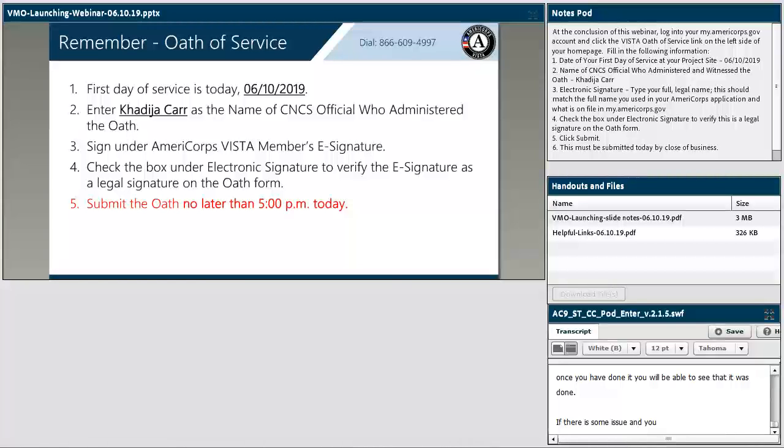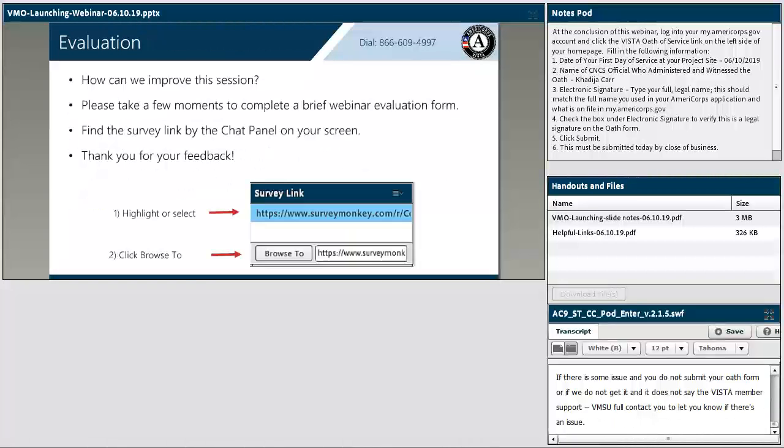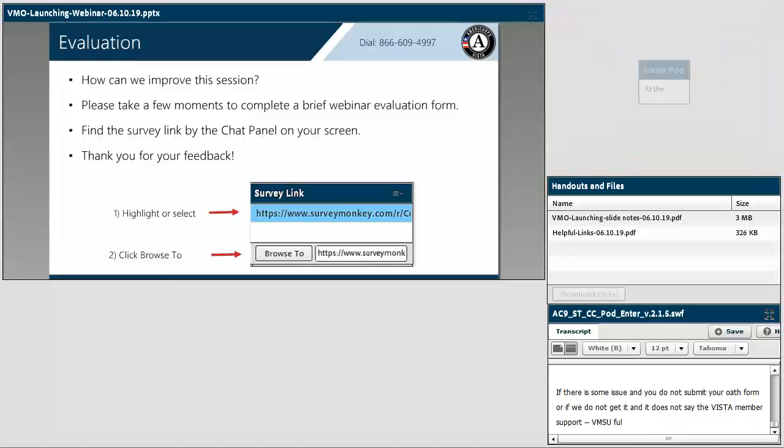If there's some issue, if you don't submit your oath form, if we don't get it, or it doesn't save, the VISTA Member Support Unit will contact you to let you know if there's an issue.